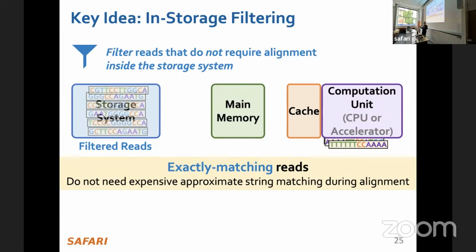You're trying to align that to a 1,000 elements or 1,000 letter piece of the reference genome. This is very easy to do if these two exactly match each other, right? That computation is very simple.